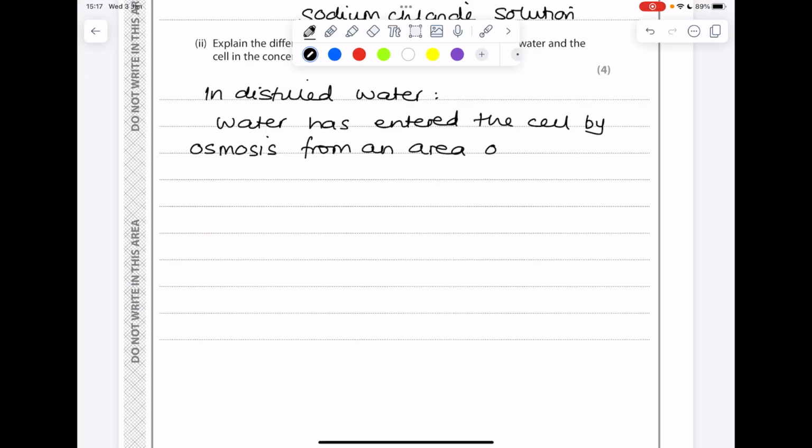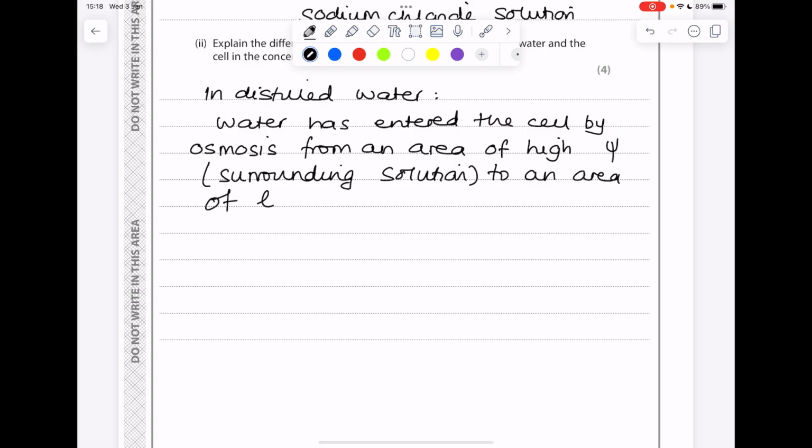of high water potential. You can write that out in full or just write the sign, which is the surrounding solution, to an area of lower water potential, which is inside the cell. The cell is turgid.